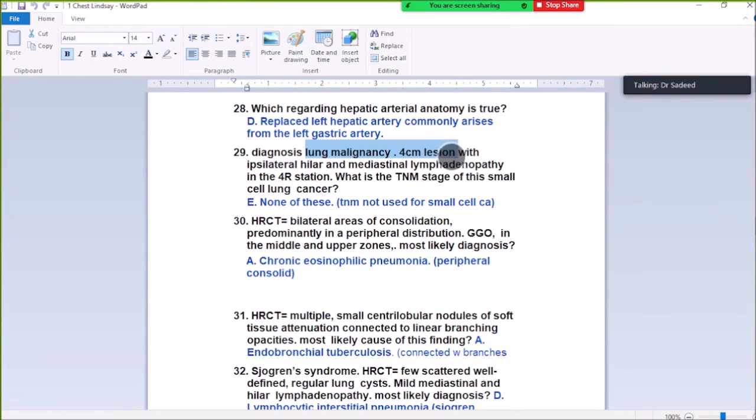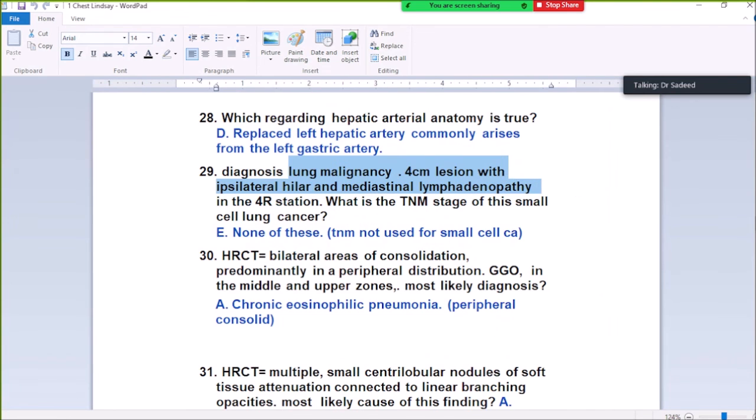Diagnosis of lung malignancy: 4 cm lesion with ipsilateral hilar and mediastinal lymphadenopathy in the 4R station. What is the TNM stage of this small cell lung cancer? None of these, because in small cell lung cancer we do not use TNM staging. TNM staging is not done for small cell lung cancer.